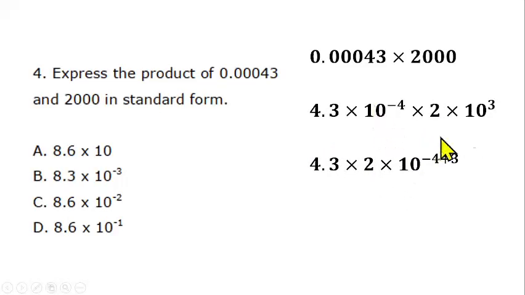You can apply the law of indices to these ones. They have the same base, then you add the power. So you have 4.3 times 2, that gives us 8.6 times 10 raised to the power minus 1, which is option D.